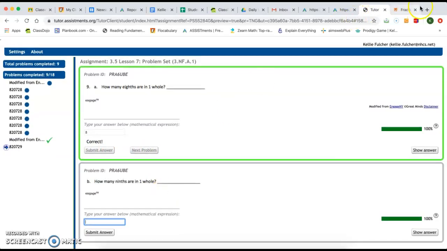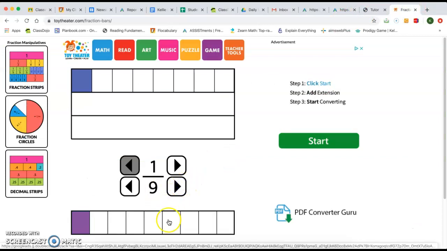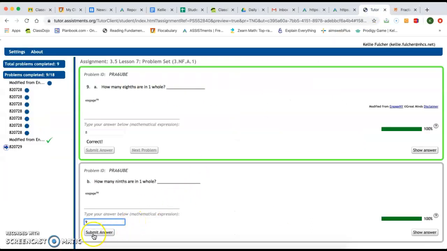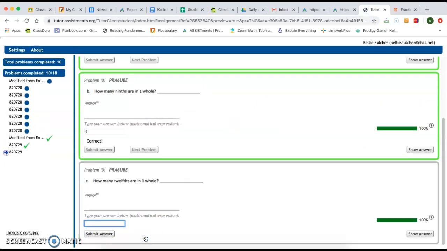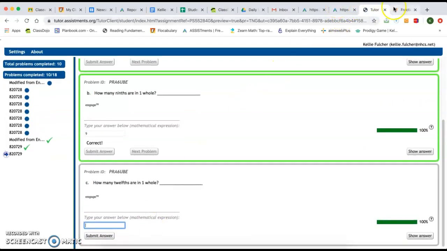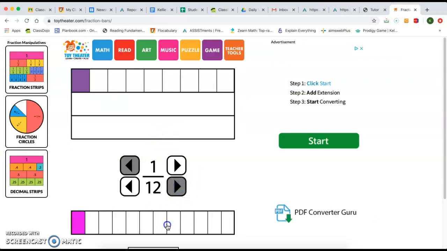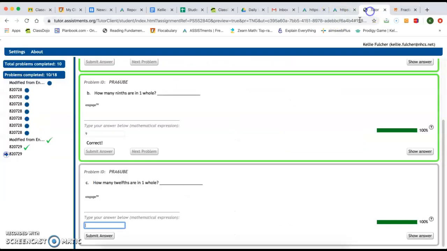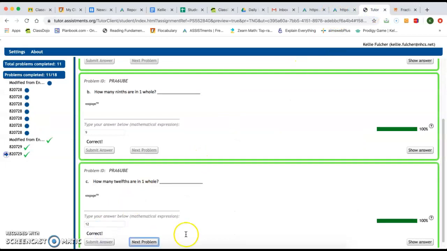Alright, how many ninths are in one whole? If we change this to ninths, you can see that it would take 1, 2, 3, 4, 5, 6, 7, 8, 9 to make one whole. So our answer there is 9. How many twelfths are in one whole? Change this to twelfths. There are 1, 2, 3, 4, 5, 6, 7, 8, 9, 10, 11, 12 twelfths that make up one whole. So the answer there is 12.